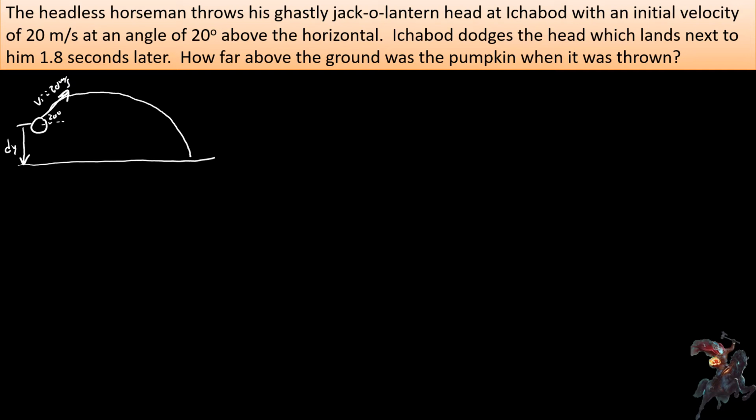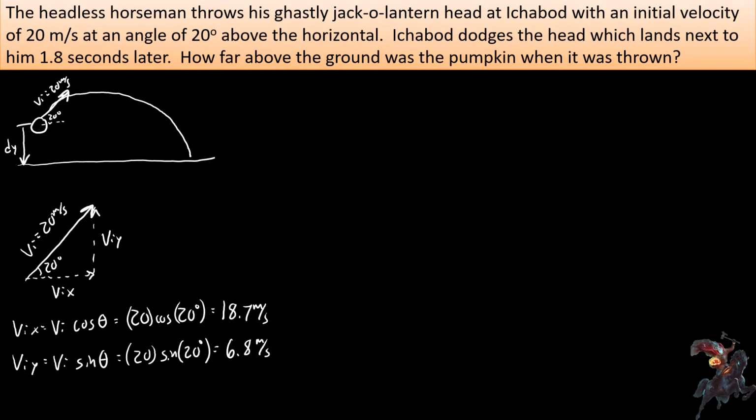We're going to break the initial velocity into components by drawing in our x and y components. We'll use the shortcut method to solve for vix and viy. So the pumpkin is moving across pretty quickly, 18.7 meters per second, and it starts by going upward at 6.8 meters per second, but we know that's going to slow down to 0 and then speed up as it hits the ground. So we're going to solve for dy. Would you expect dy to be positive or negative? Keep that in the back of your mind.